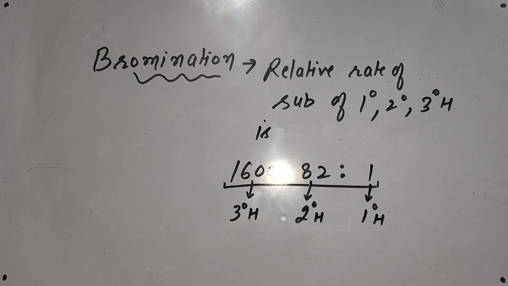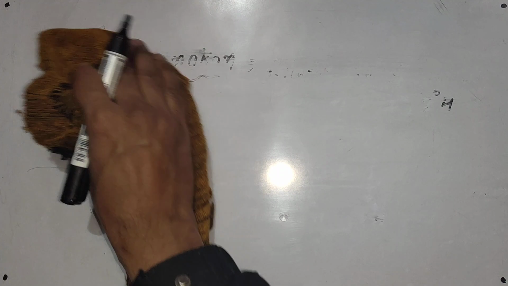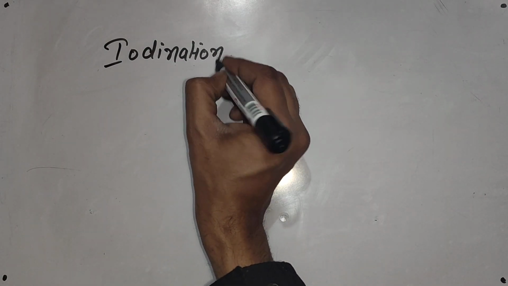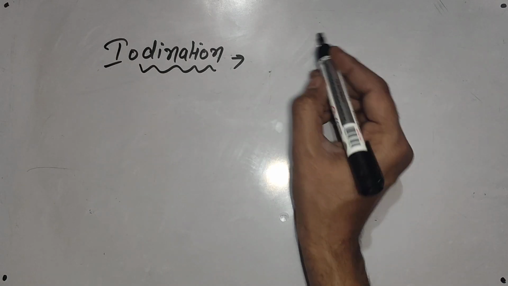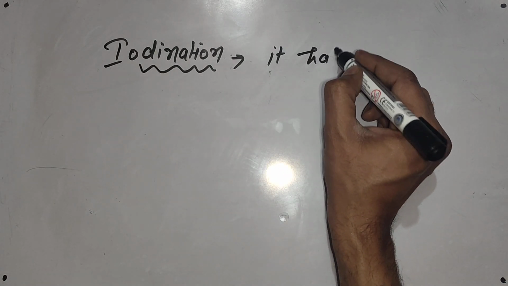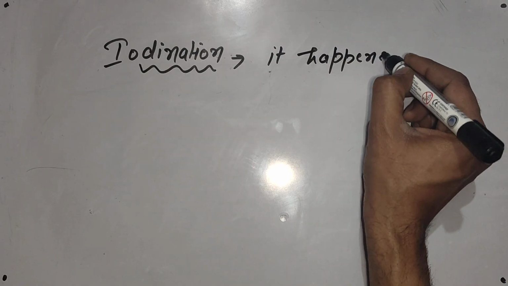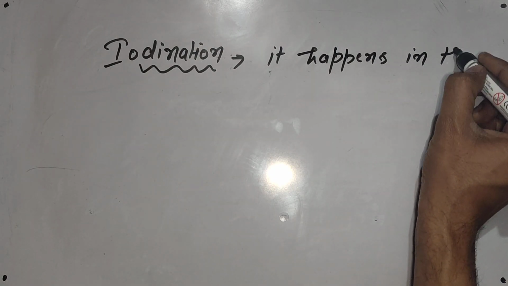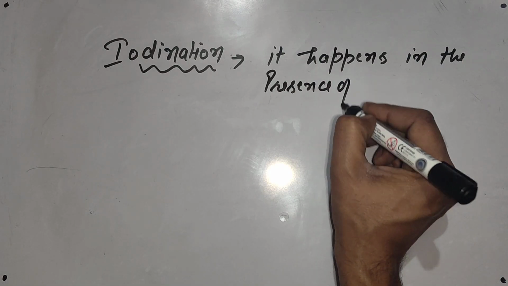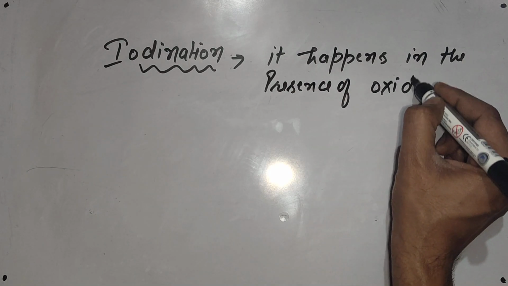Now in iodination, what is the important point? Let's check. In iodination, the important point is it happens in the presence of an oxidizing agent.